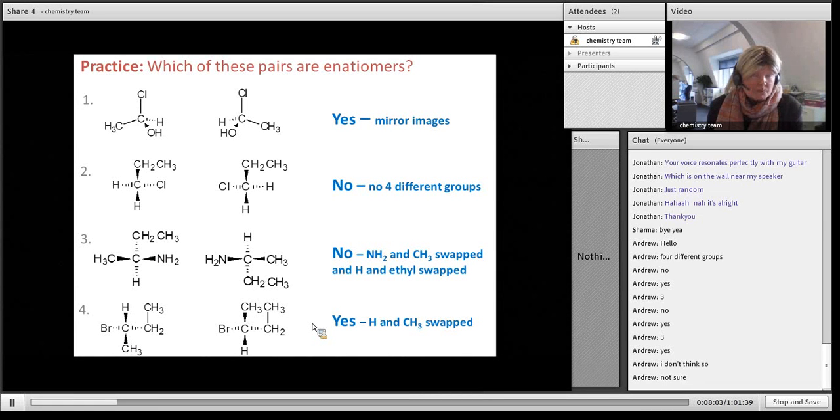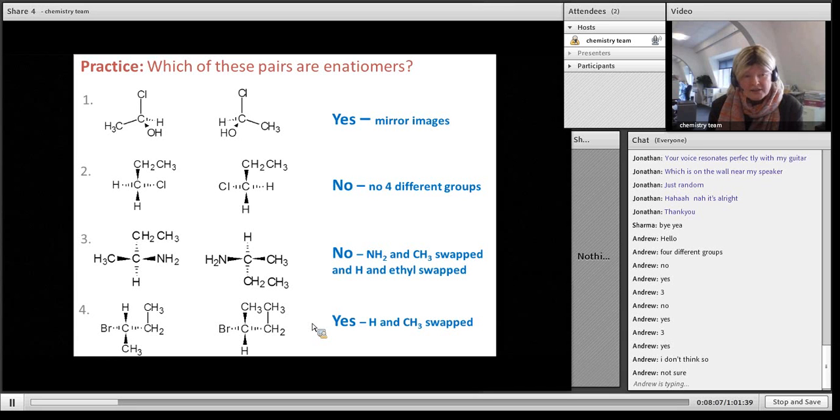Do you think you'd be able to work out if something's a pair of enantiomers or not, and if something's chiral?